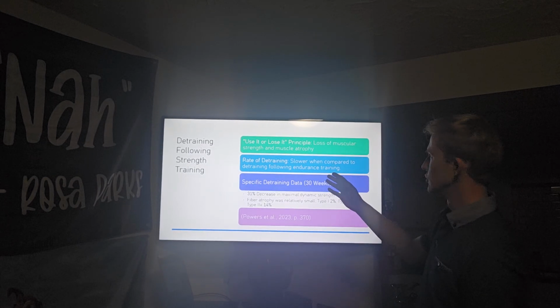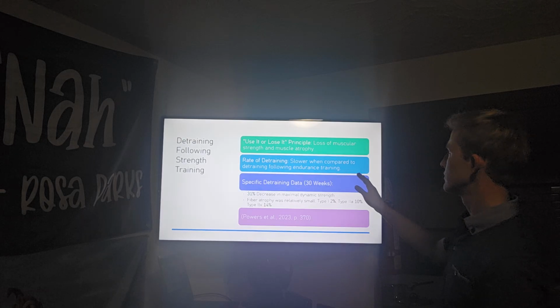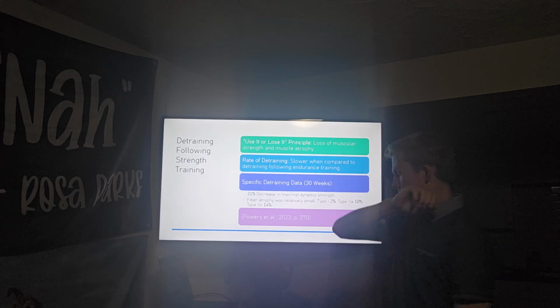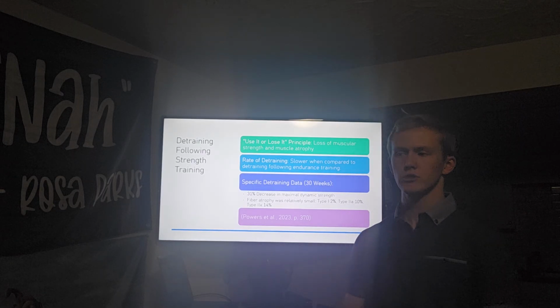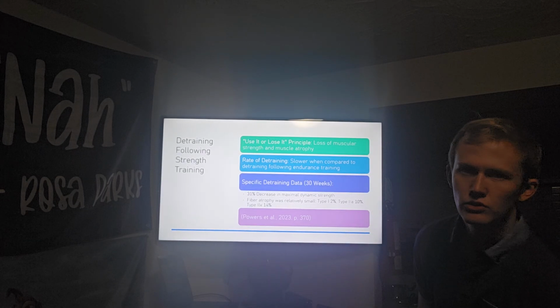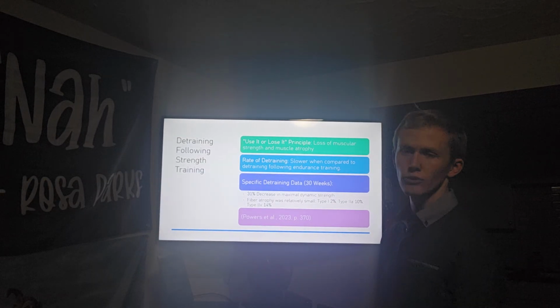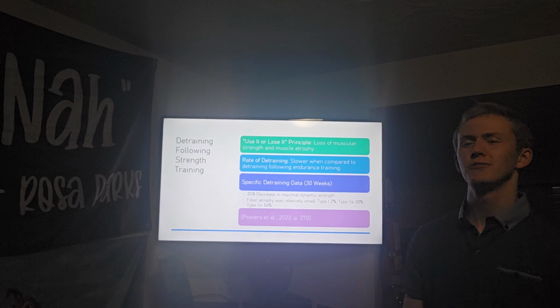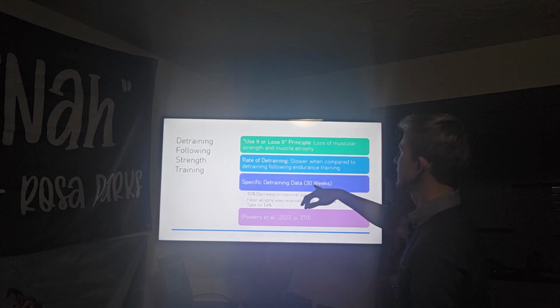So, use it or lose it principle. So the loss of muscular strength and muscle atrophy. If you're not using your muscles, then essentially the muscle mass that you gain is going to be lost. So if you're not using it, you're losing it. Pretty straightforward and simple. So the rate of detraining.